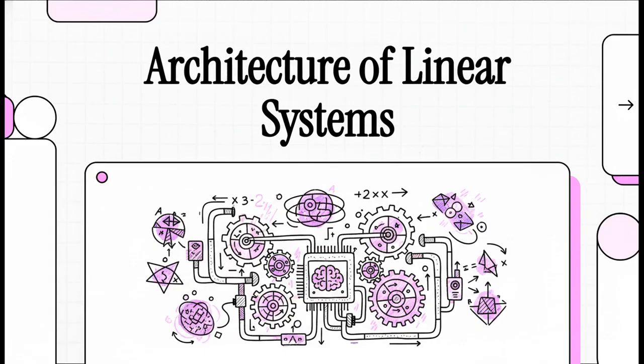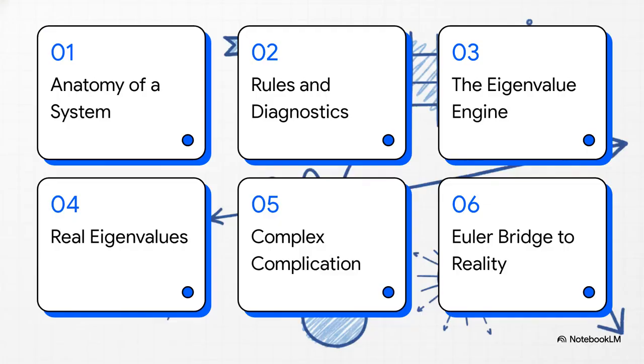Okay, let's dive right into this. Here's our 6-part blueprint for the machinery we're about to build. We've got anatomy of a system, rules and diagnostic tests, the core eigenvalue engine, real eigenvalues in action, the complex complication, and finally, the Euler bridge to reality.